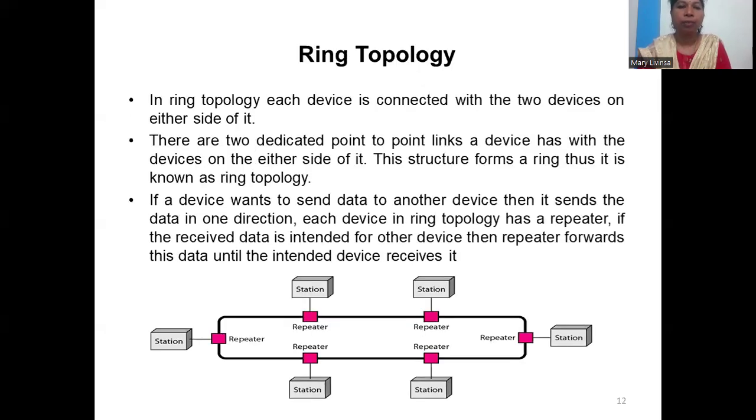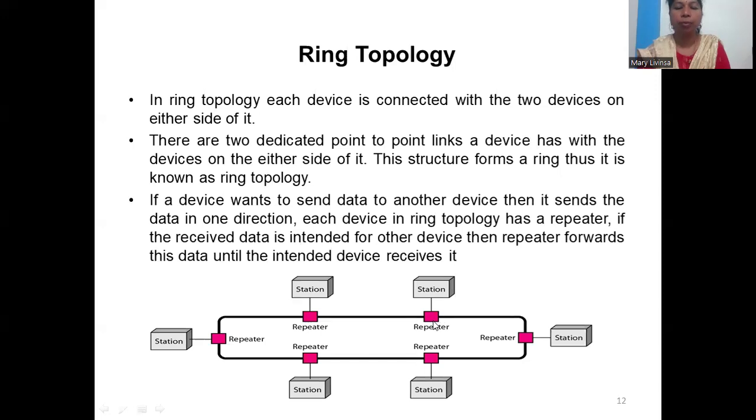Ring topology. In ring topology, each device is connected with two devices, one on either side of it. That is, a device has two dedicated point-to-point links with the devices on either side of it. This structure forms a ring, thus it is known as ring topology. If a device wants to send data to another device, it sends the data in one direction only, that is the forward direction.